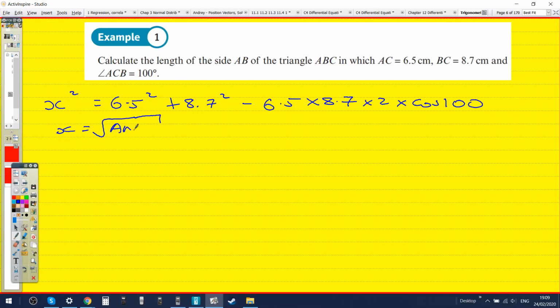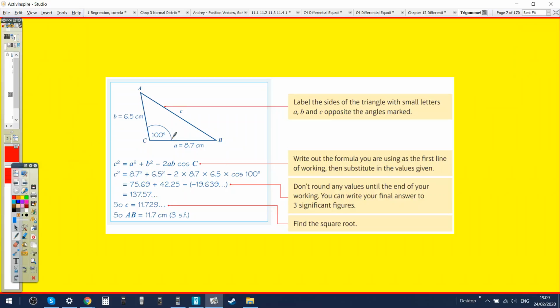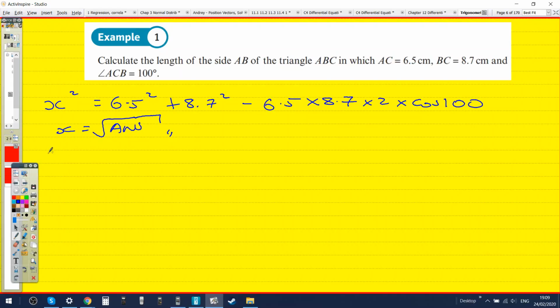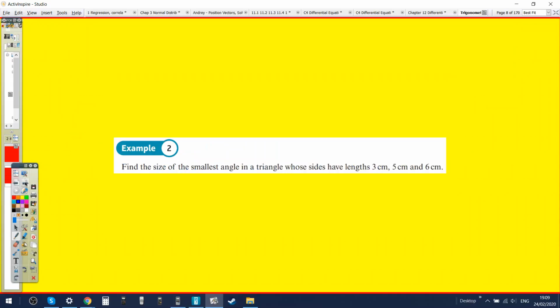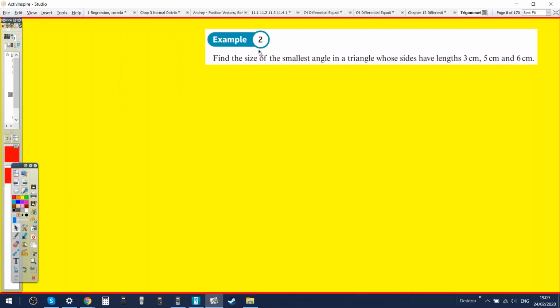Let's take a look. So it was two sides, angle between, and it involves the third side. Side squared plus side squared minus 2 times side times side times cosine of the angle between. Any questions? That's good. Find the size of the smallest angle.